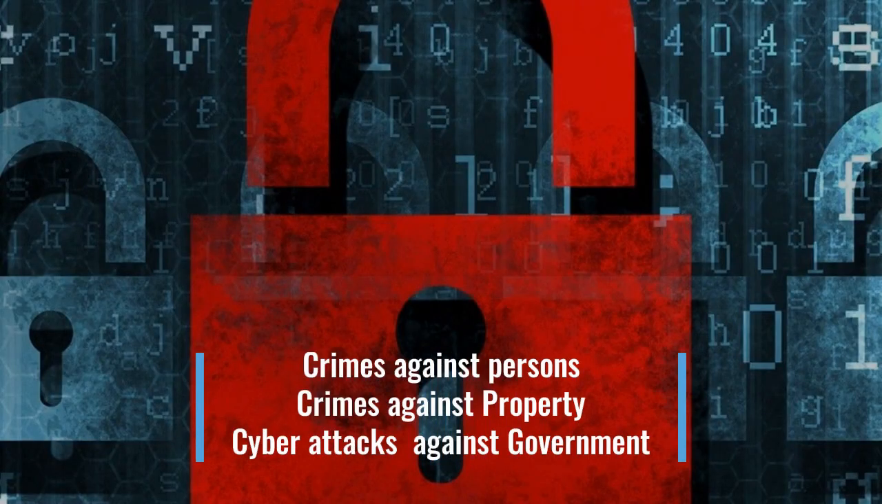Cybercrimes range over a variety of activities. Cybercrime can basically be divided into three major categories. Those are crimes against persons, crimes against property, and cyber attacks against the governments.